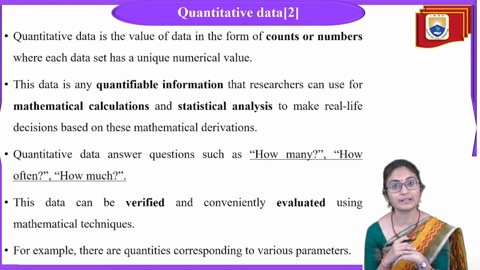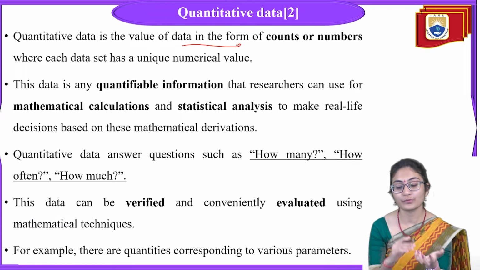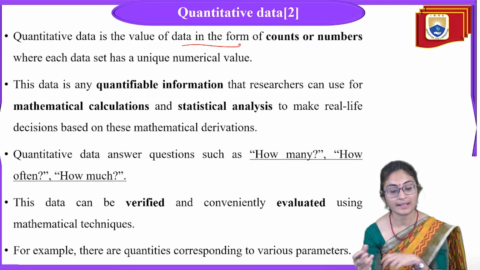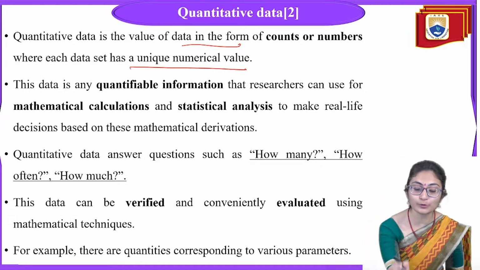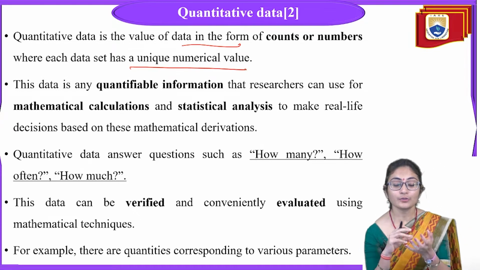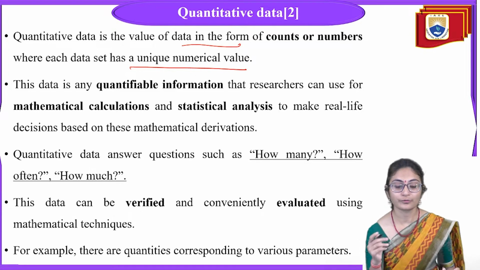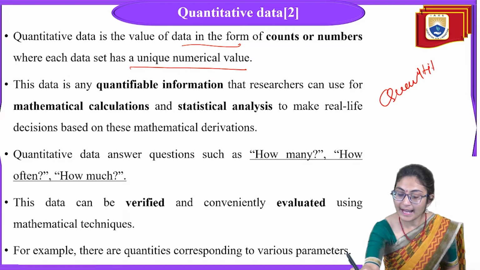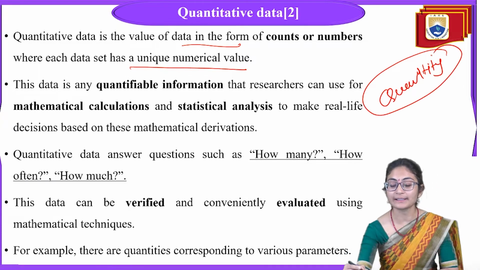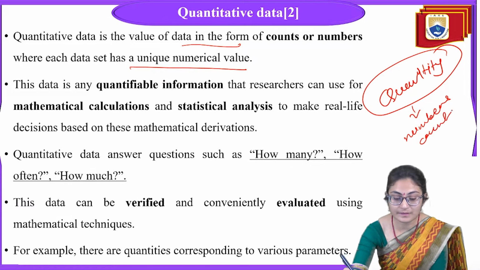What is quantitative data? It is the value of data which is in the form of counts or numbers, where each data set has some unique numerical value. You can recognize from the name of the topic, quantitative data, that it is showing the quantity. And when we are talking about the quantity, it will show some numbers. It will show some counts.